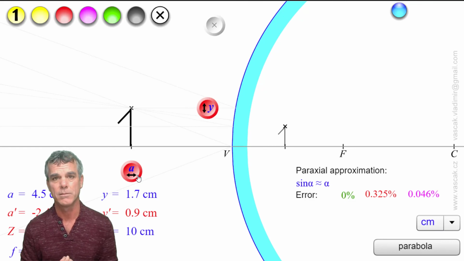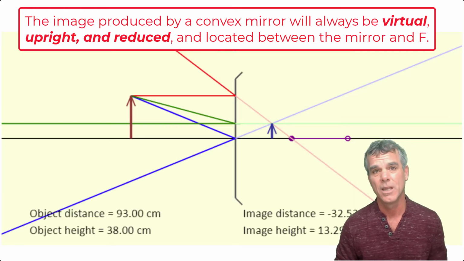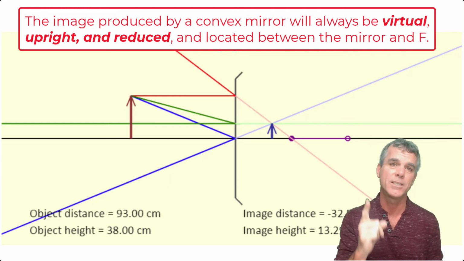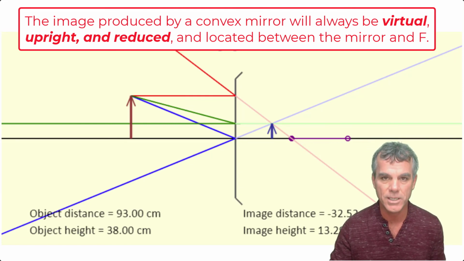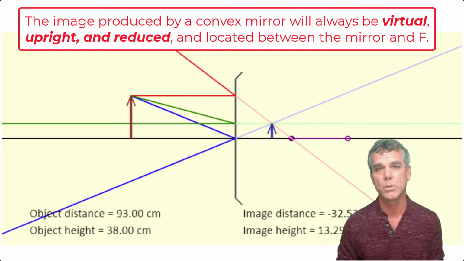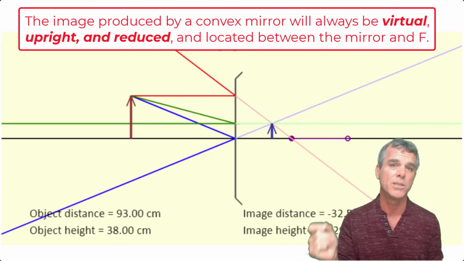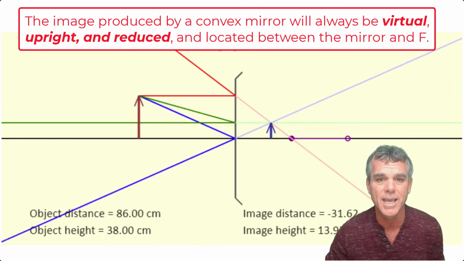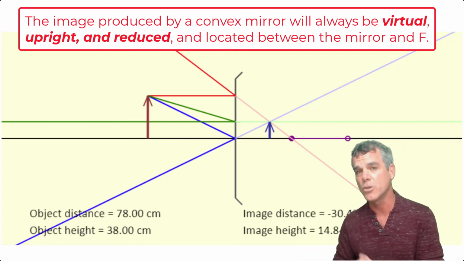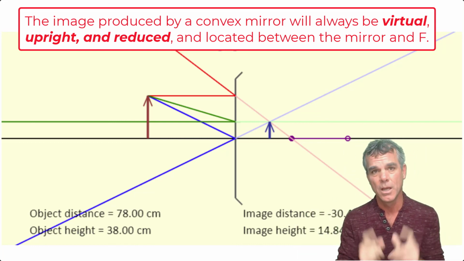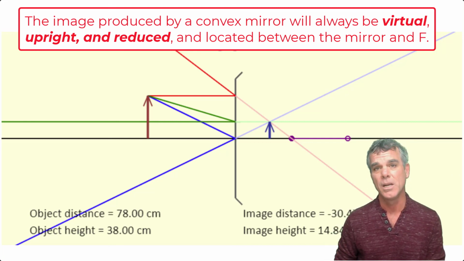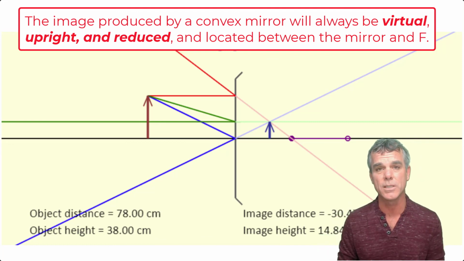So in summary, we can use ray tracing to show that for a convex mirror, there's only one possible kind of image it can produce. A convex mirror will always produce a virtual, upright, reduced image no matter where the object is in front of the mirror. So, unlike a concave mirror, which can produce either a real or virtual image, which could be enlarged or reduced, only one kind of image is produced by a convex mirror. That is a virtual image, which is behind the mirror, and that virtual image will always be reduced in size and upright relative to the object.